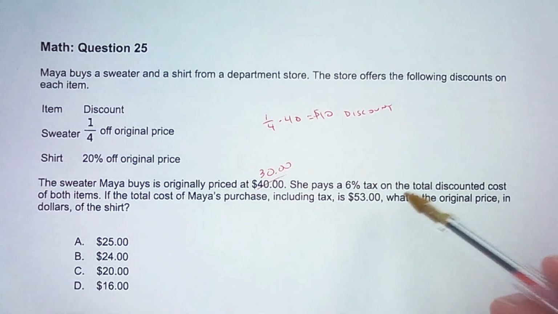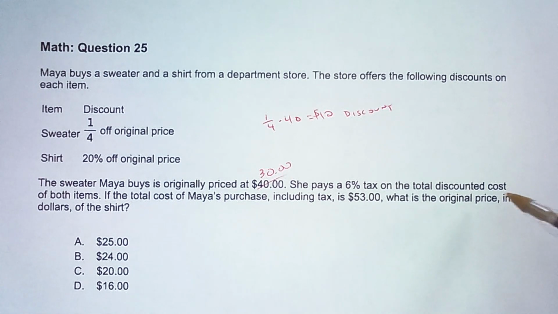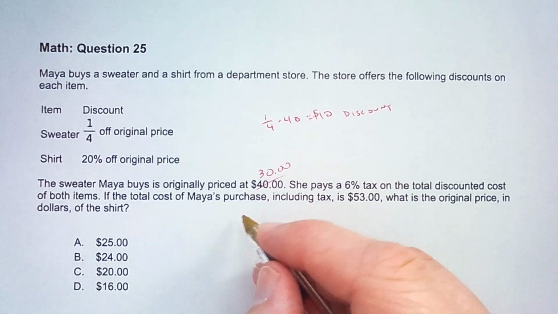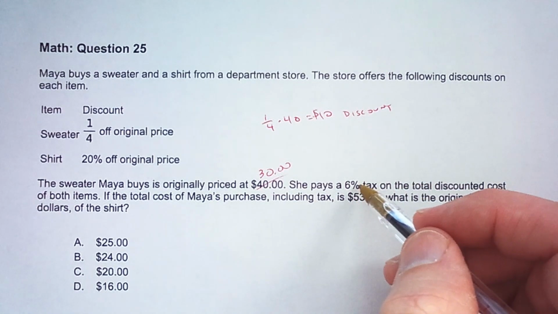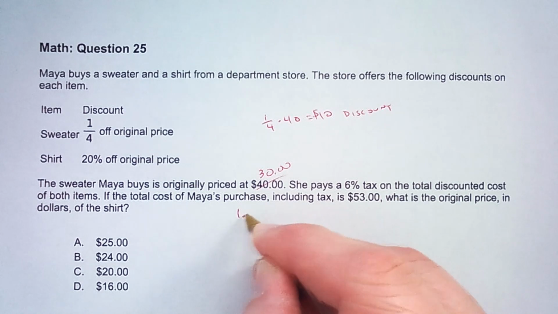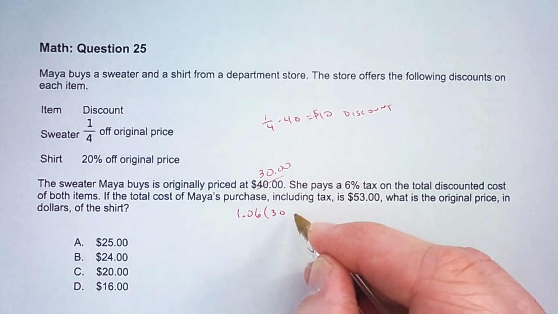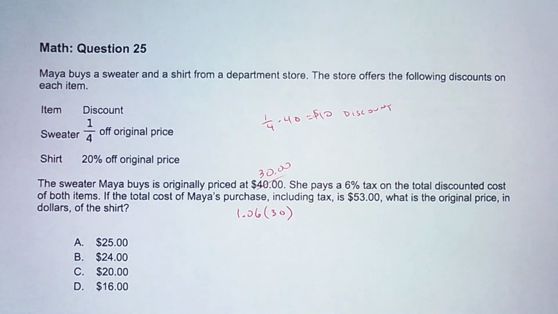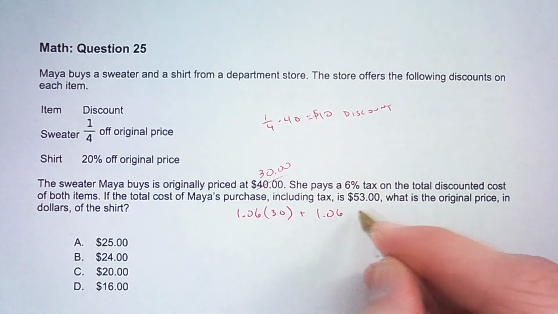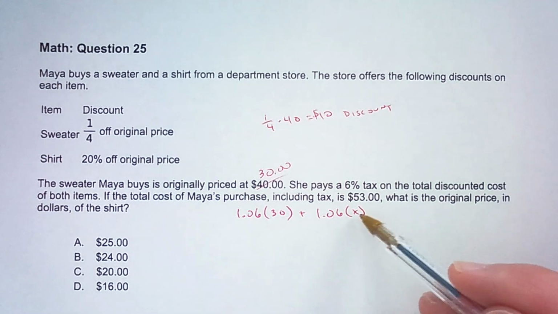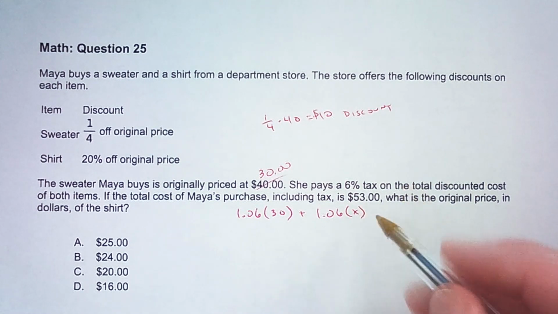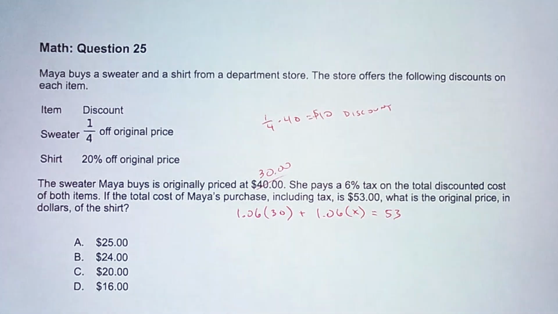She pays a 6% tax on the total discounted cost of both items. If the total cost of Maya's purchase, including tax, is $53, what is the original price in dollars of the shirt? Okay, so Maya pays 6% tax, which means she pays 106% of the cost of each item. So 1.06 times 30 is how much she actually pays for the sweater, plus 1.06 times x, because I don't know the cost of the shirt. And that gives us a total of $53.